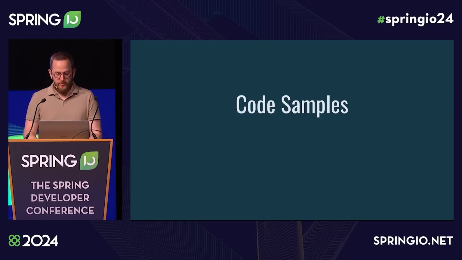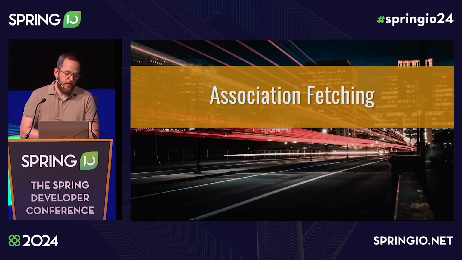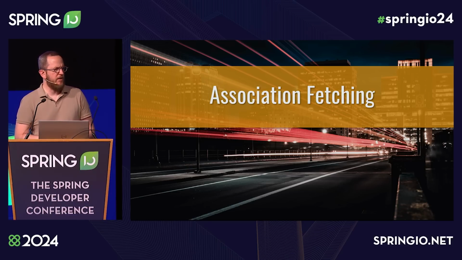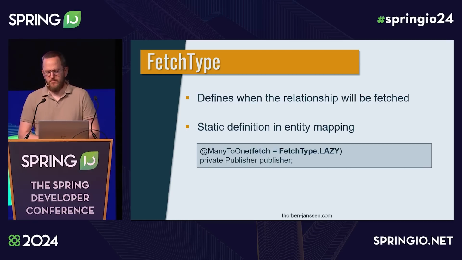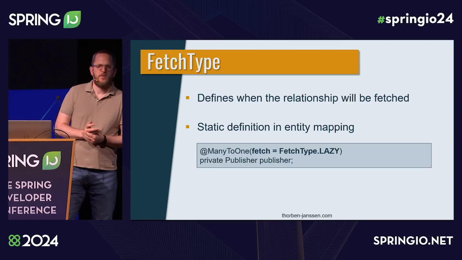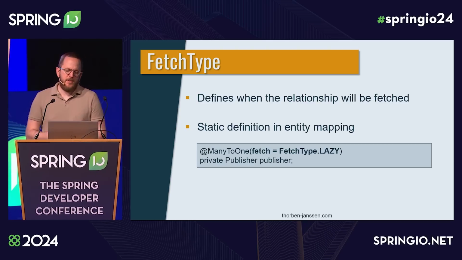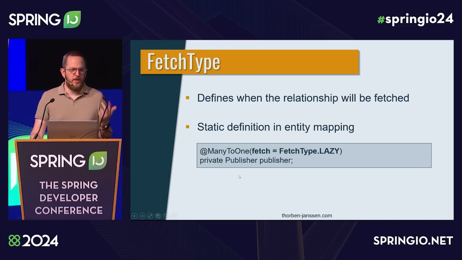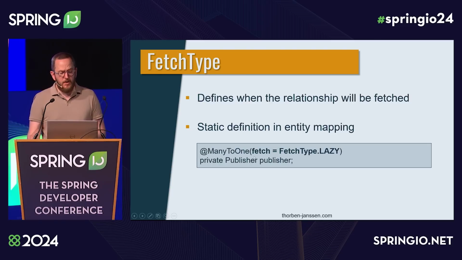So what kind of problems might you find there? The most common performance problems are related to fetching associations between entities. And I hope at least most of you are familiar with fetch types. What do we have there? A fetch type is a definition of when an association between two entities is fetched. And you can define it on all your association defining annotations, so many-to-one, many-to-many, one-to-many, and one-to-one. On all of them, you can set the fetch property and choose between fetch type lazy and eager.